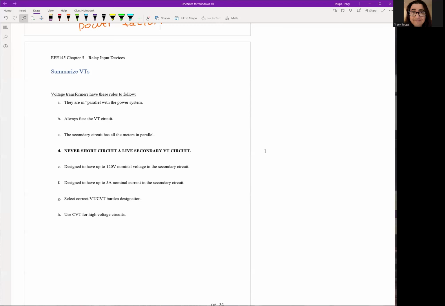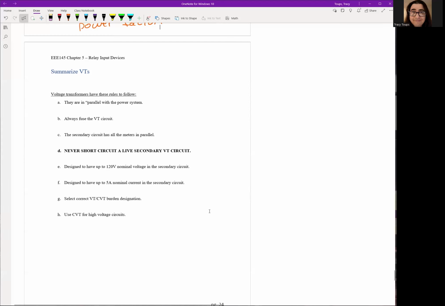Okay. They're designed to have up to 120 volts nominal voltage on the secondary circuit. They're also designed to have about 5 amps nominal current on the secondary circuit as well, standard household voltages and currents, right? You need to select the correct burden designation for your VT or CVT whenever you're thinking about loading the VT down under normal operations. And then don't forget, use CVTs for high voltage circuits where needed.